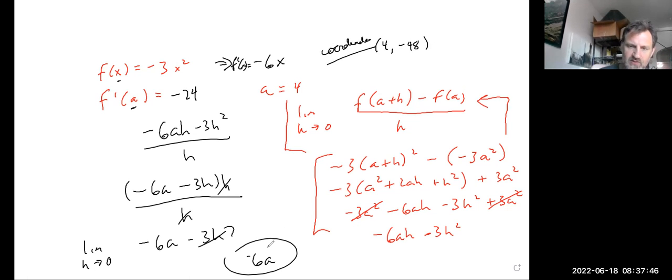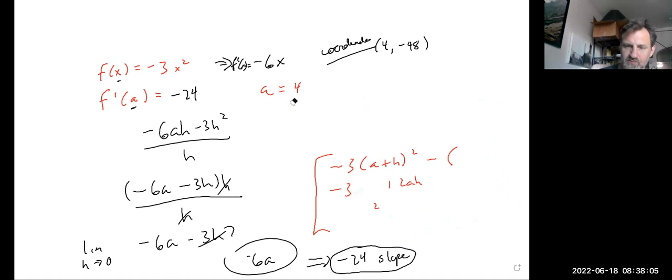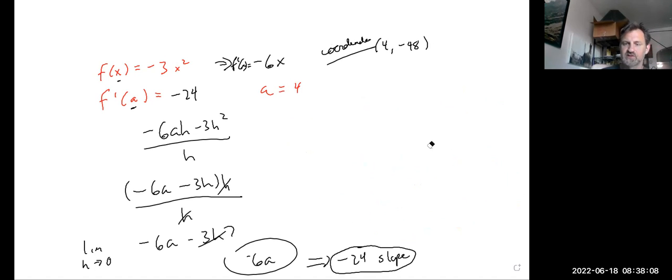This is negative 24, the slope at that coordinate. And so I just need to put those two pieces of information together and I'll have my equation. Now they say equation generally, but they force you into using slope-intercept form, essentially, because they have y equals. So y equals mx plus b. I know that a point that works is 4, negative 48. So I'm going to stick that in. I'm going to stick the slope in.